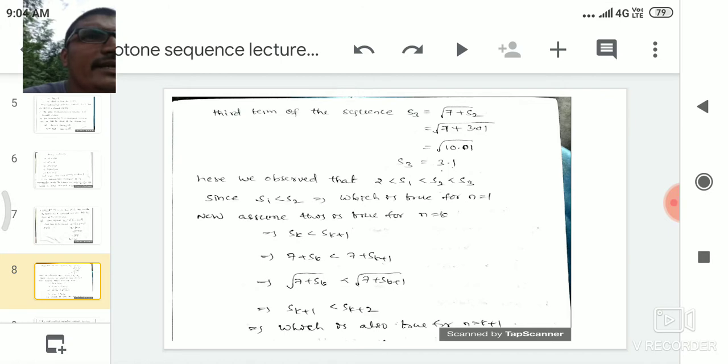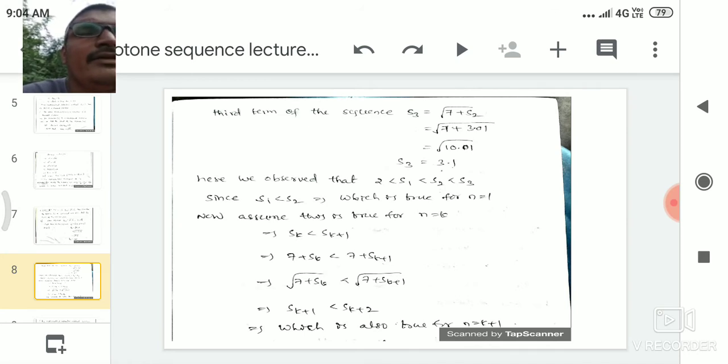So by using this condition, since S1 less than S2, we apply the mathematical induction method, which is true for n is equal to 1. Now we assume this is true for n is equal to k, then Sk less than Sk plus 1. Now we have to prove that this is true for n is equal to k plus 1.